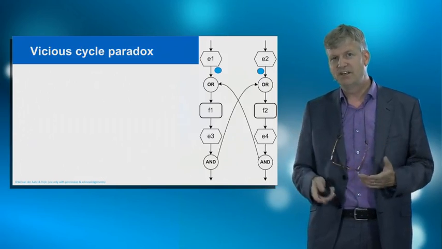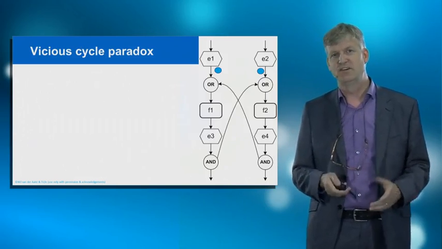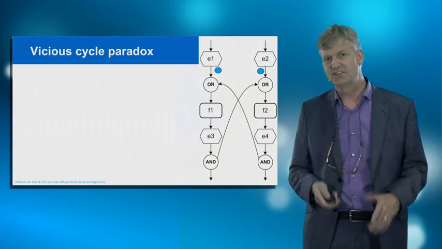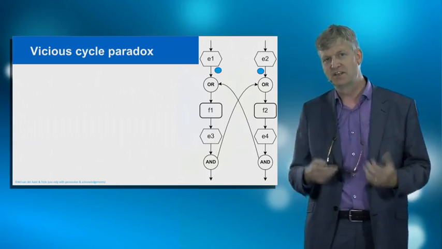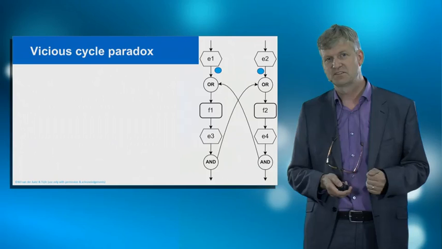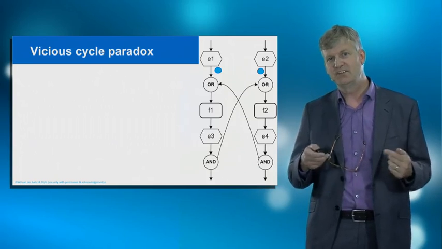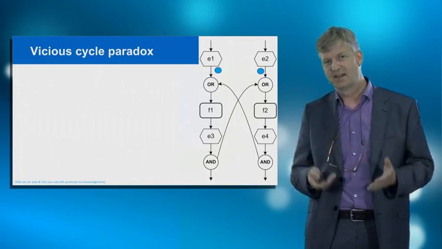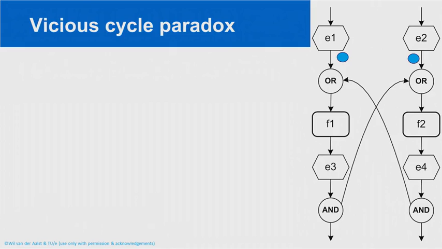The OR join deserves some special attention. And to illustrate that this is a difficult concept and that you should be very careful about it, I'm going to show you a paradox. What you see here is one EPC diagram having two OR joins. And remember that the understanding of an OR join is that everything that has been done before has been done. In other words, no tokens may arrive.